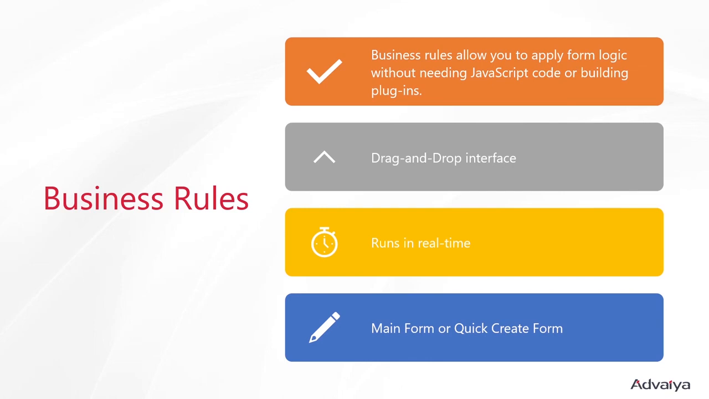Now let's talk about business rules. In Dynamics 365, business rules allow you to form logic without needing JavaScript code or building plugins. Business rules provide a simple drag and drop interface to implement and maintain fast-changing, commonly used rules. A business rule runs in real time, so you will see the action as soon as the condition has been met. You can apply a business rule on a main form or quick create form.